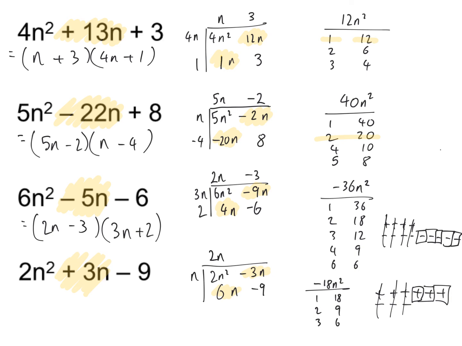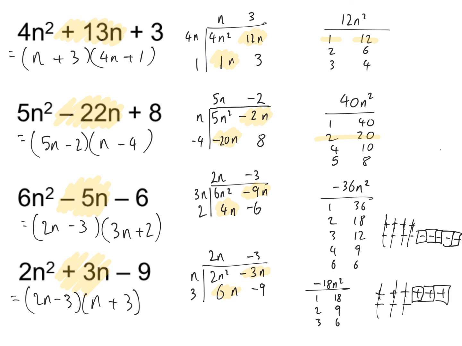2n times a single n will give me 2n squared, and 2n times 3 will give me that 6n. Both of these are negative, so there's probably going to be a negative common factor out here. N times negative 3 will give me negative 3n. Let's check with the last box. A negative times a positive is a negative. 3 3s are 9. So I have got 2n minus 3, taking it from the top there. My second factor will be n plus 3.